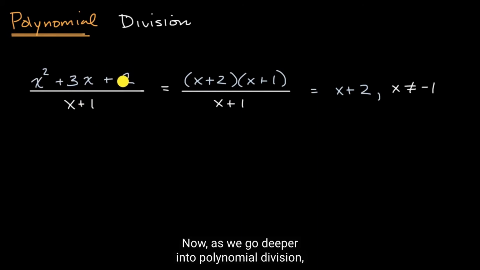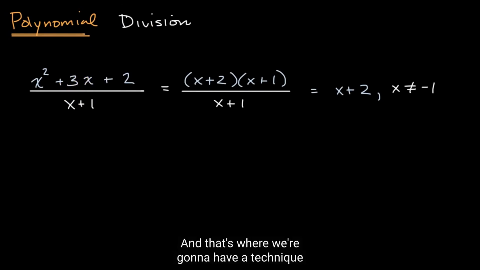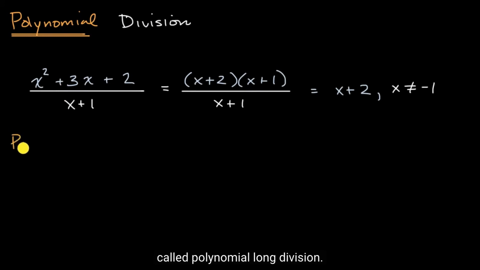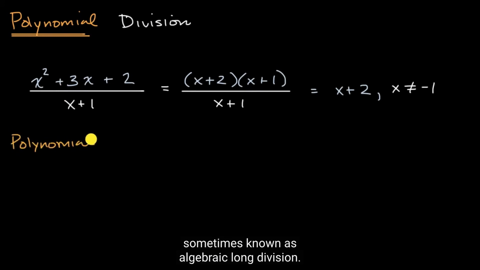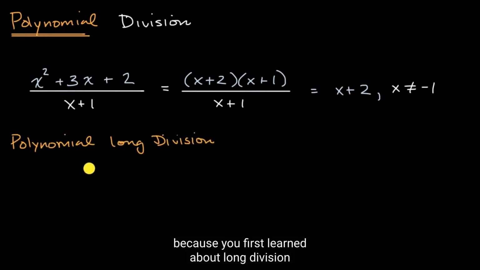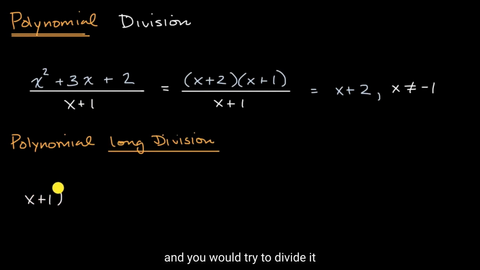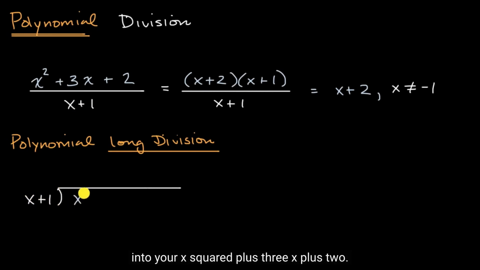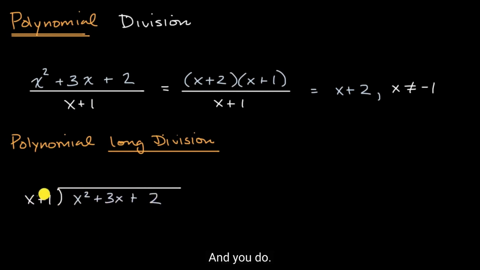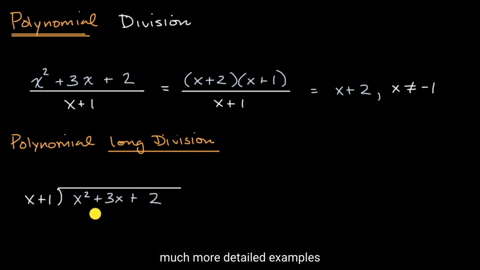Now, as we go deeper into polynomial division, we're going to approach things that aren't as easy to do purely through factoring. And that's where we're going to have a technique called polynomial long division. Polynomial long division, sometimes known as algebraic long division. And if it sounds familiar because you first learned about long division in 4th or 5th grade, it's because it's a very similar process where you would take your x plus 1 and you would try to divide it into your x squared plus 3x plus 2. And I'm going to do a very quick example right over here, but we're going to do much more detailed examples in future videos.